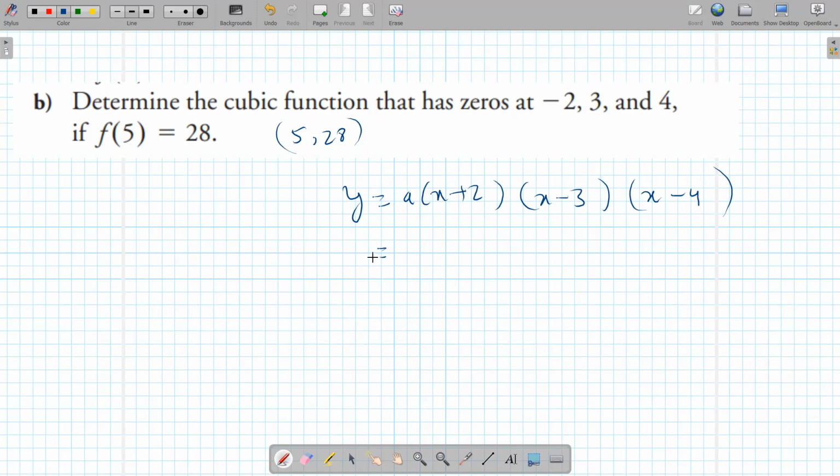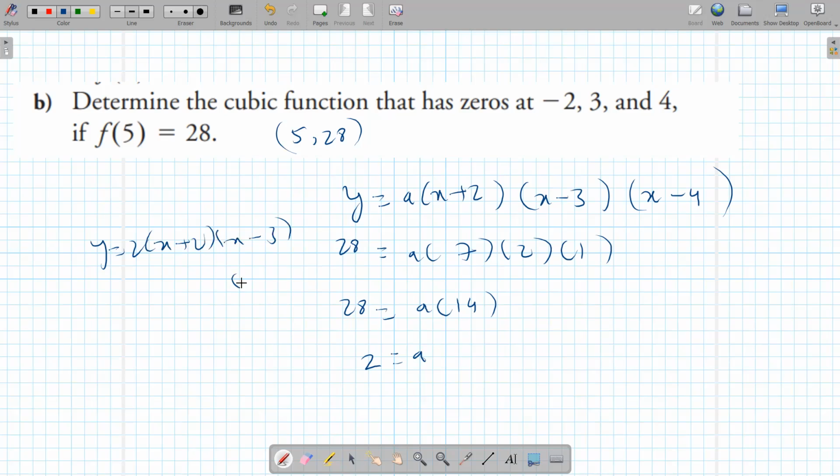And now in this step, you write y as 28 and you replace x with a 5. 5 plus 2 is 7. 5 minus 3 is 2. 5 minus 4 is 1. 7 times 2 times 1 is 14. So you have a times 14 equals 28. Therefore, a is 2. Therefore, the equation is y equals 2, x plus 2, x minus 3, x minus 4. Finally, it's a 10-second answer. Is this difficult? No.